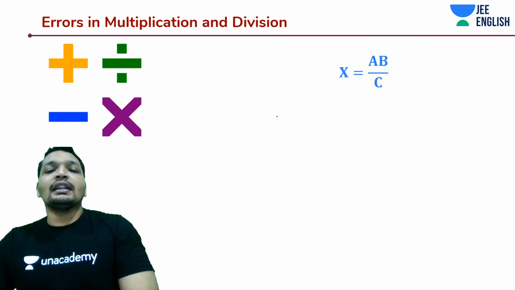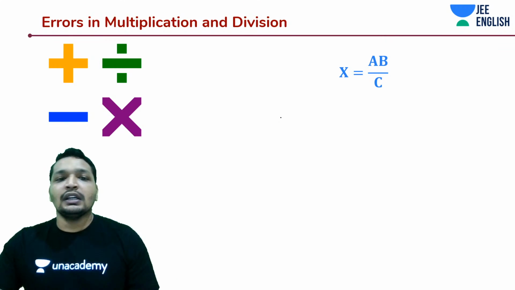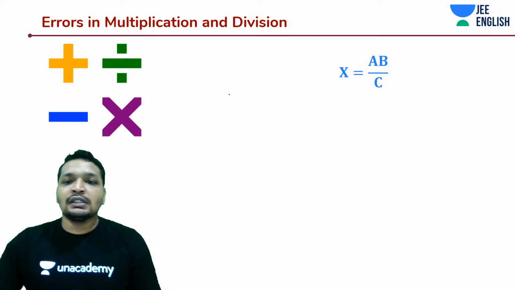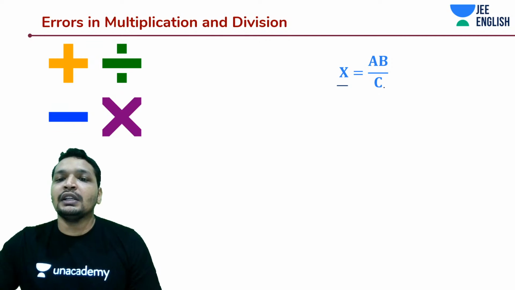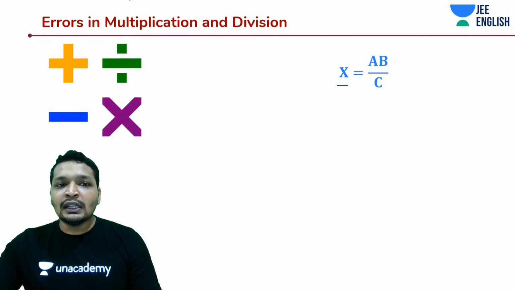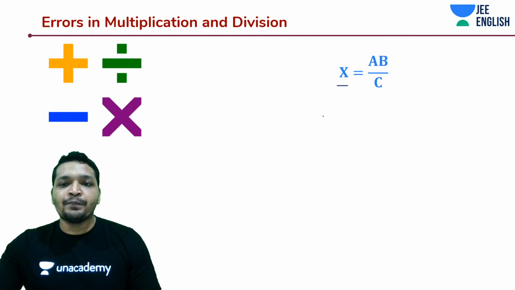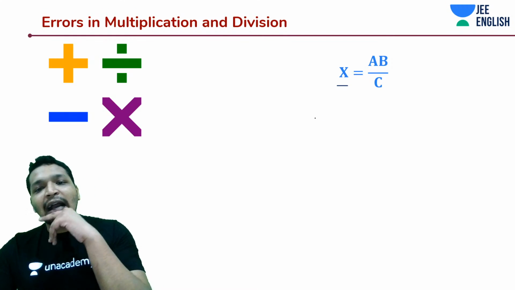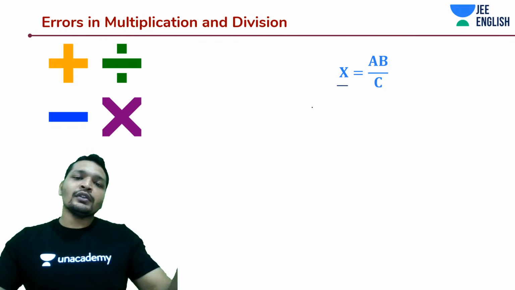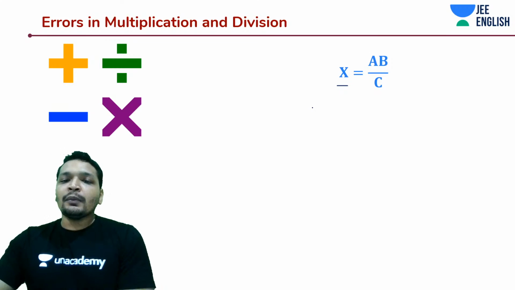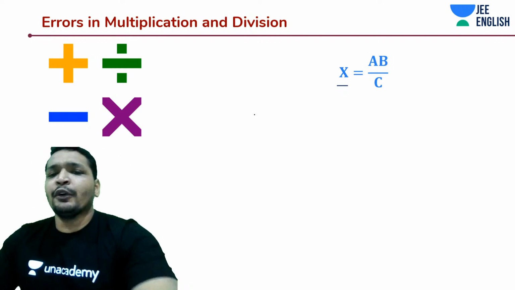So let's understand the next most important thing, the most frequently asked concept around JEE Mains and JEE Advanced. Let's say we have an equation x is equal to a into b divided by c. So we are going to deal with errors in multiplication and division. I need to calculate this error. Unlike addition and subtraction, where I just need to add the errors, now what about this? Simple thing, you can take a value and verify it.